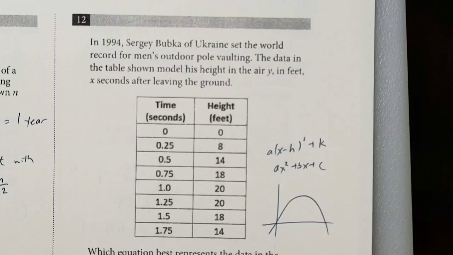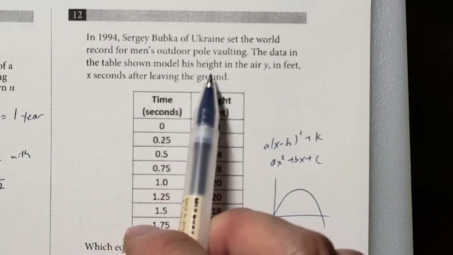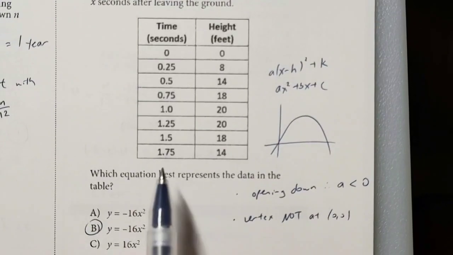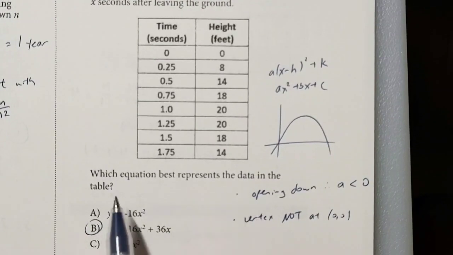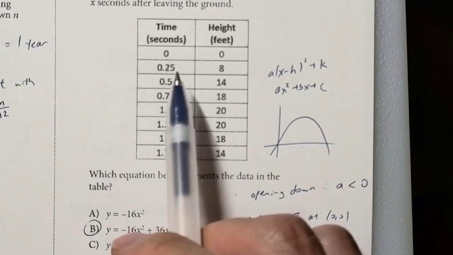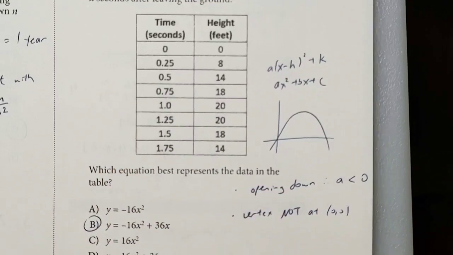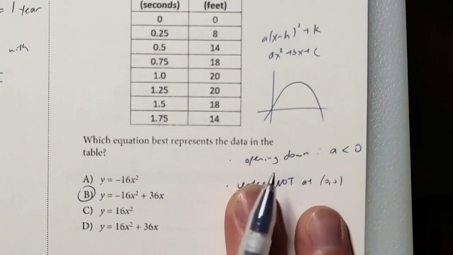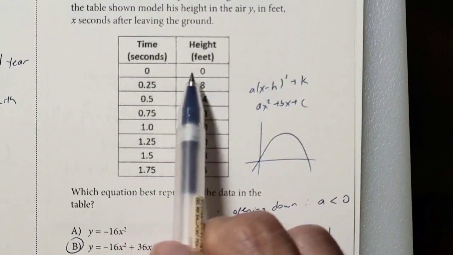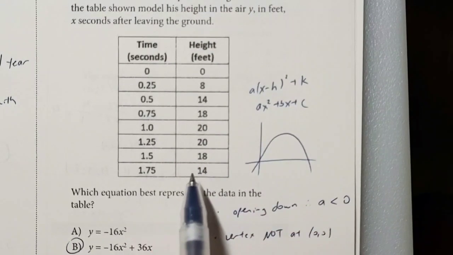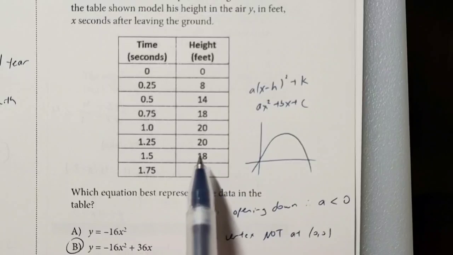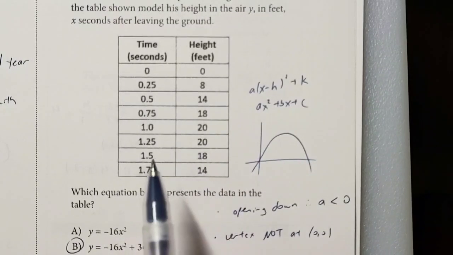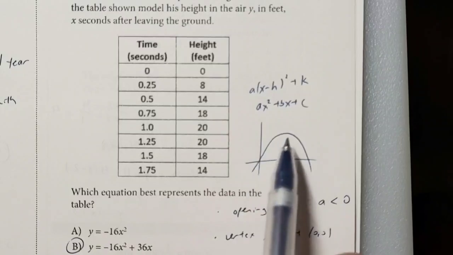12. In 1994, pole vaulting, you don't really need to read all this. This is some table. Which equation best represents the data in the table? If we quickly eyeball this and the choices, it's going to be some sort of parabola. It's quadratic. We notice that it increases, then decreases, so there's going to be some maximum that occurs.